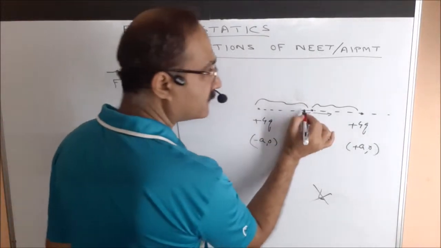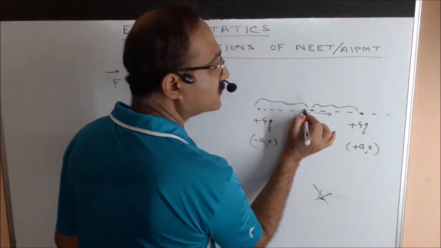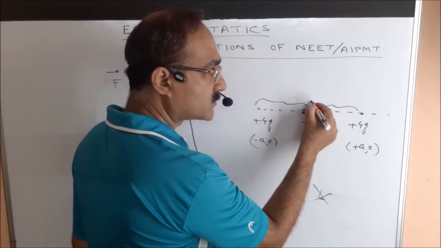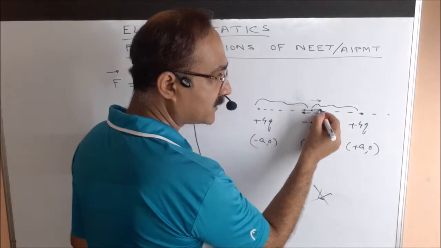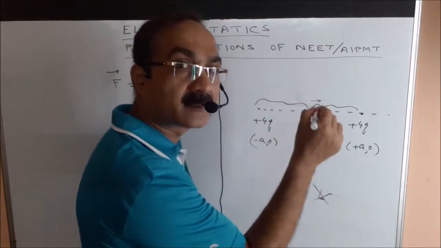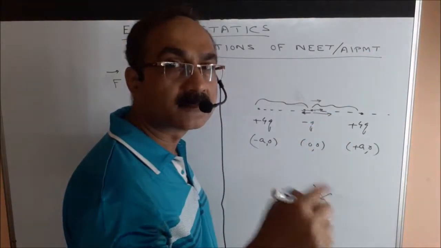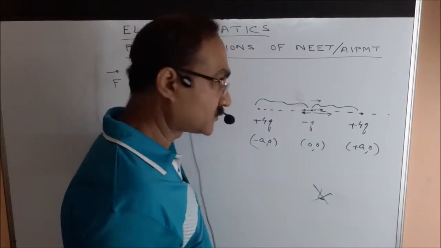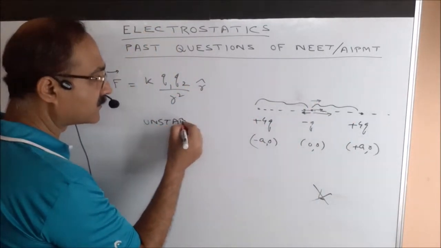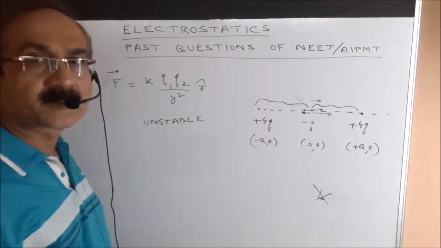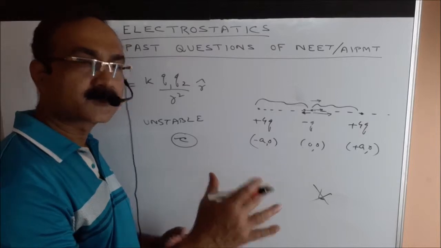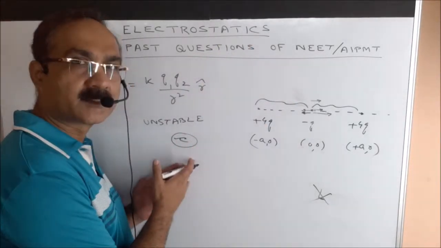So that means if we displace this charge towards the right, it will have a net force on it towards this direction. It will tend to move further away from this equilibrium position, and that is the situation of unstable equilibrium. So that means here the equilibrium is unstable equilibrium. So if you see the options, this is option C. So the correct option for this problem is option C.